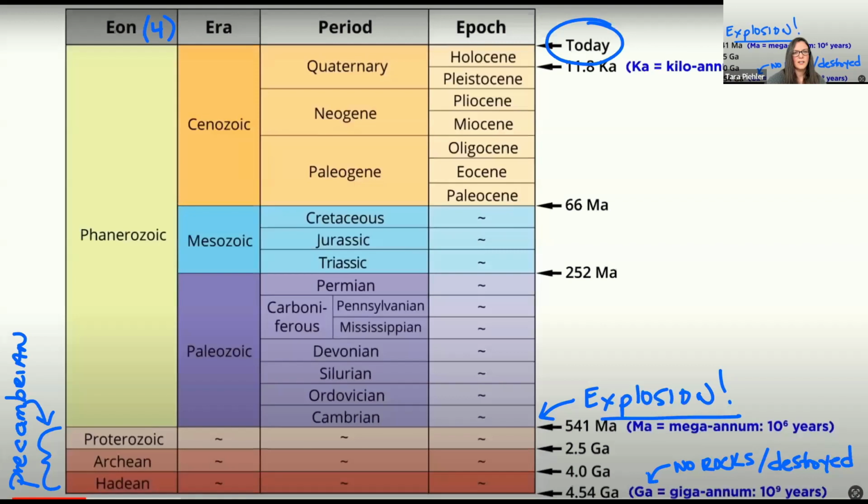So if you can see that behind me, where would Jurassic fall under? What column? The period. That's right. Those are all the periods. And Jurassic is in what era? The Mesozoic. Right. And what eon? The Phanerozoic. Okay. So that's how we're going to start classifying.